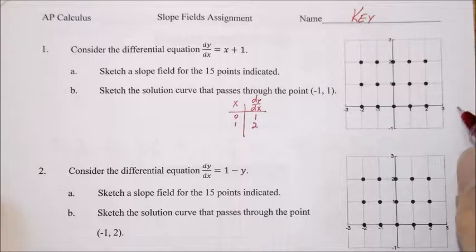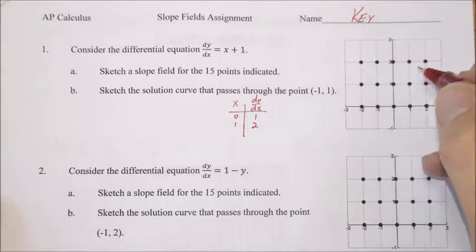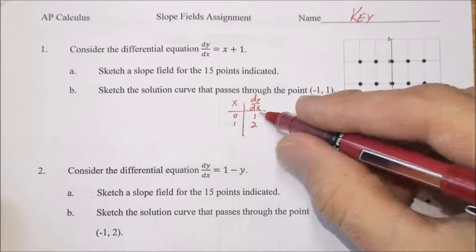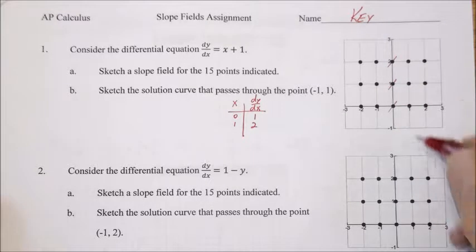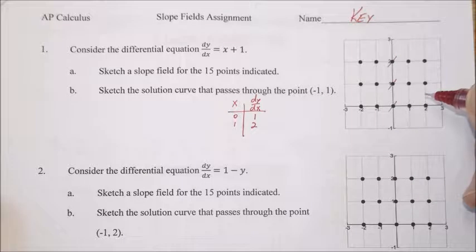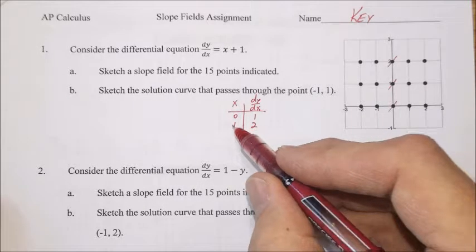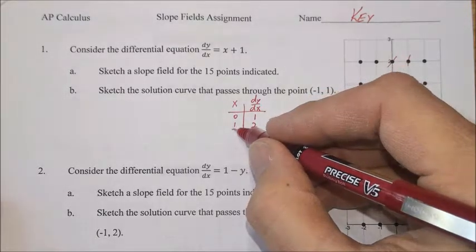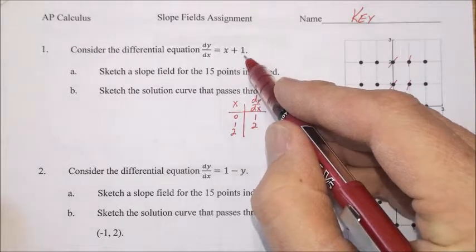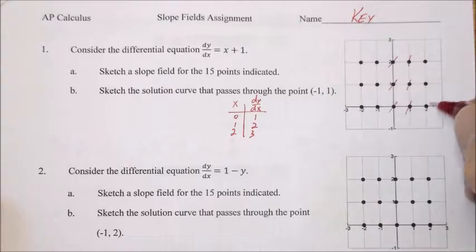What's going to happen for this particular slope field is, as we said, when x is 0, dy/dx is 1. So we will have slopes of 1 when x is 0, and when x is 0, that's the y-axis. When x is 1, the slope will be 2, so they'll be steeper. And then when x is 2, 2 plus 1 is 3, so dy/dx will be 3. So those will be even steeper.